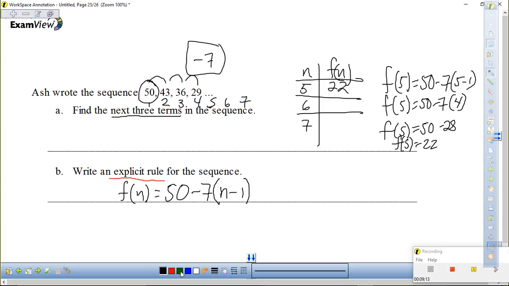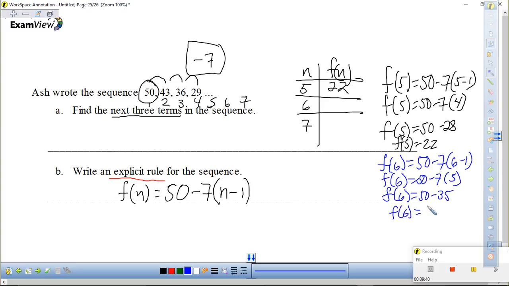Okay. Let's do the next one. We got f of 5. What is next? F of 6 equals 50 minus 7 times 6 minus 1. F of 6 equals 50 minus 7 times 5. F of 6 equals 50 minus 35. So f of 6 equals 15.